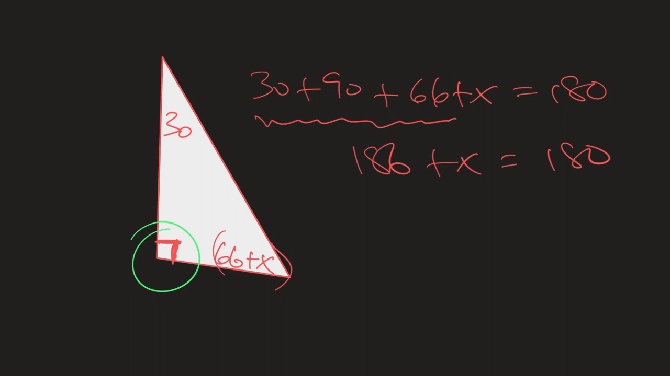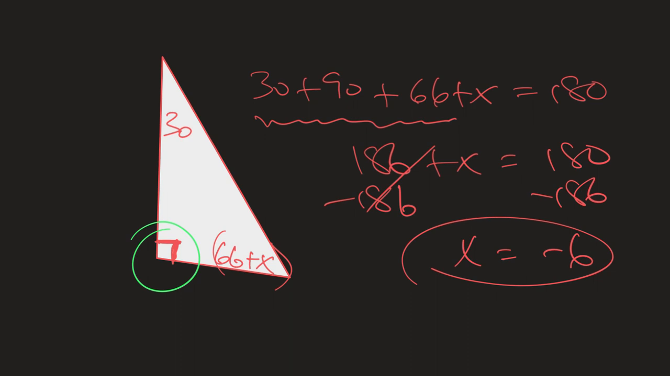So again, now we're just kind of equation solving. We're going to simplify the left side. 30, 90, and 66 add to 186, plus x equals 180. How would we get x by itself? Subtract 186 from both sides, so x equals negative 6.